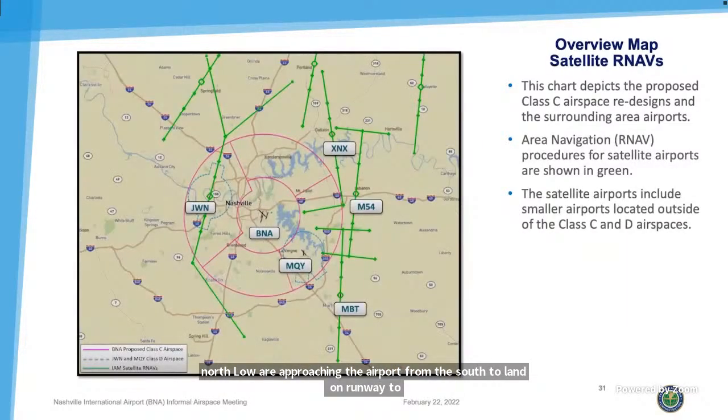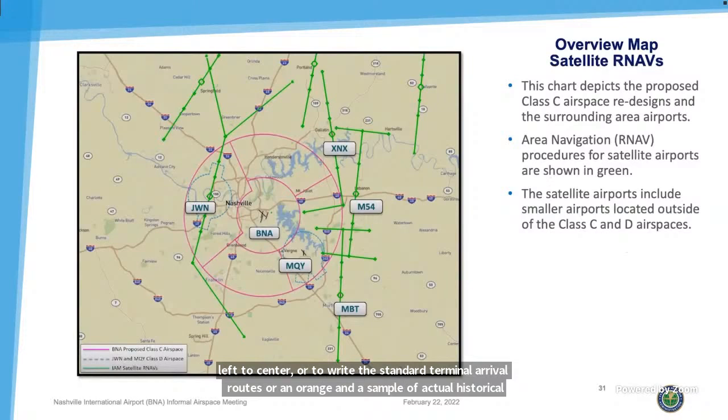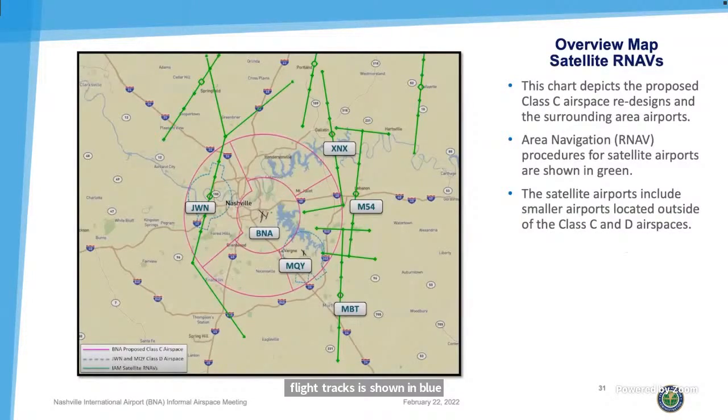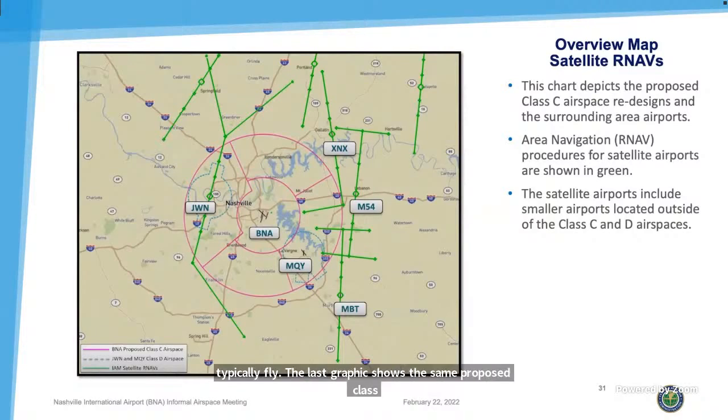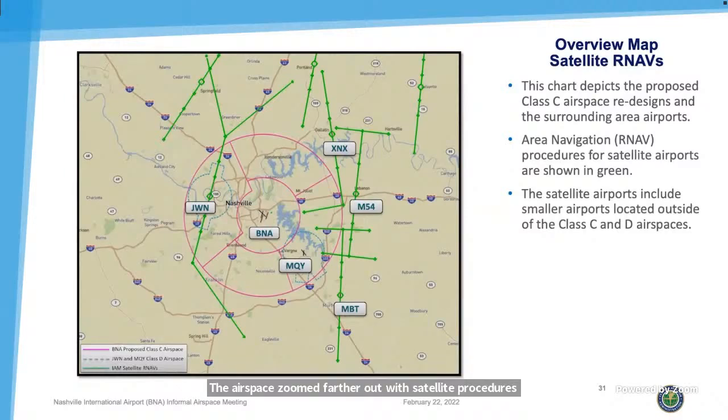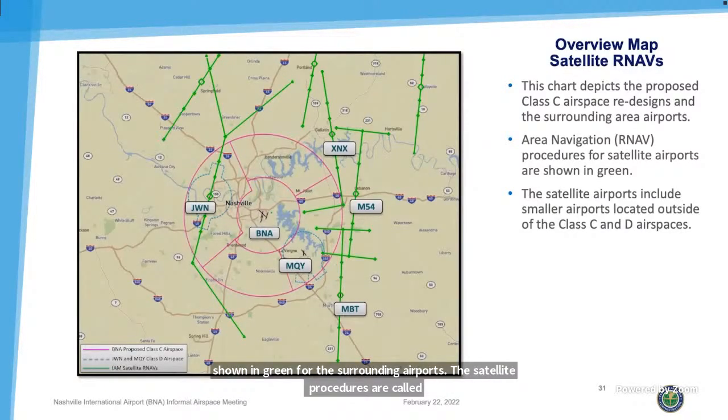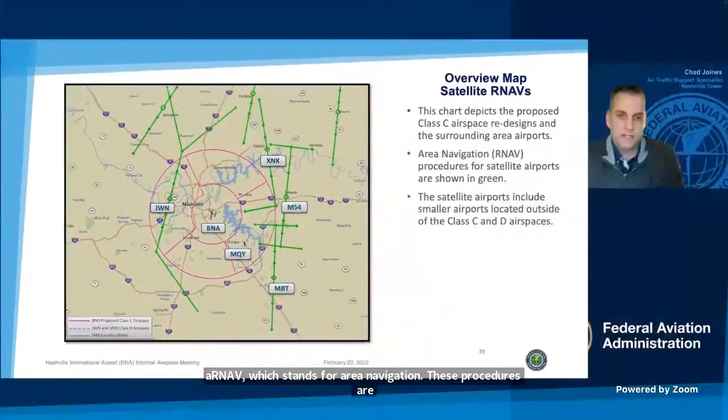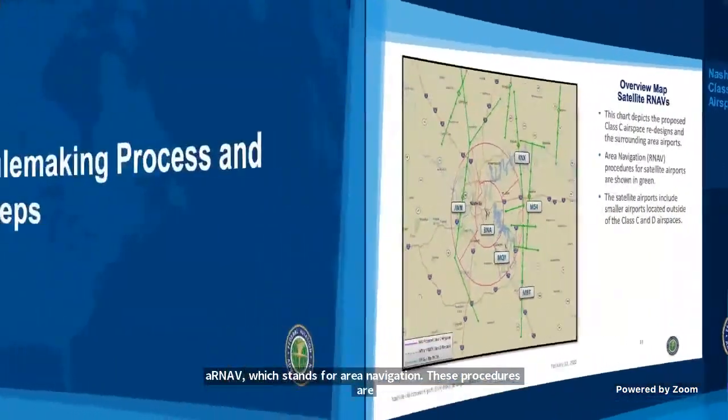The last graphic shows the same proposed Class Charlie airspace zoomed farther out, with satellite procedures shown in green for the surrounding airports. The satellite procedures are called RNAV, which stands for Area Navigation. These procedures are used at smaller airports located outside of the Class Charlie and Delta airspaces. As shown, these procedures are mainly located outside of the extents of the proposed Class Charlie and Class Delta airspaces.